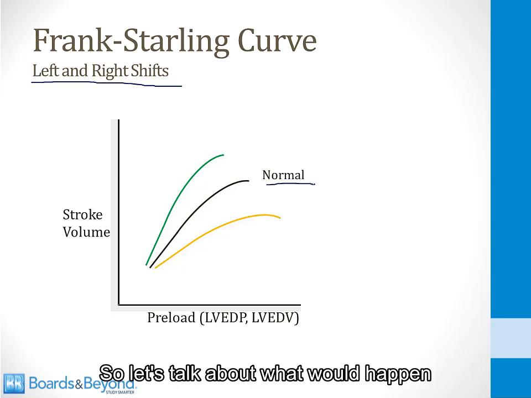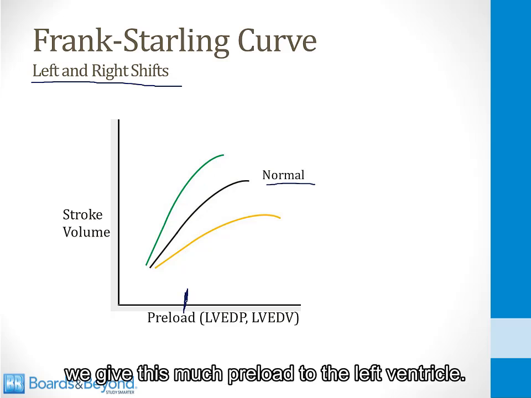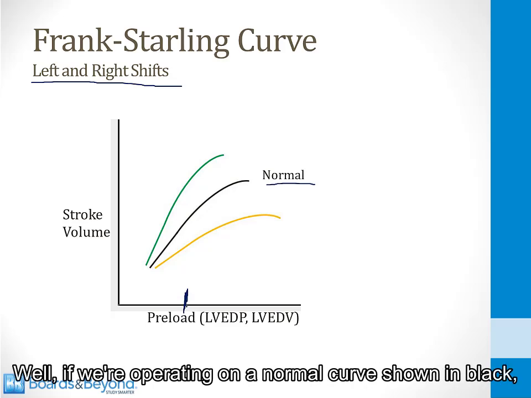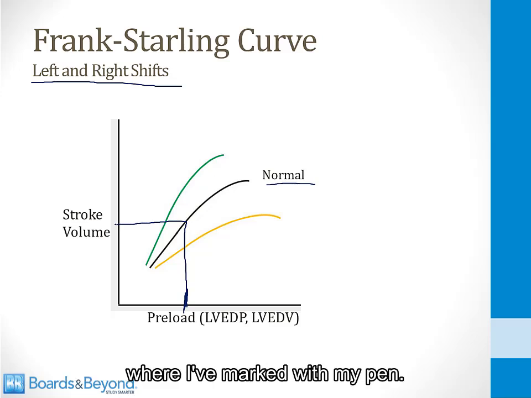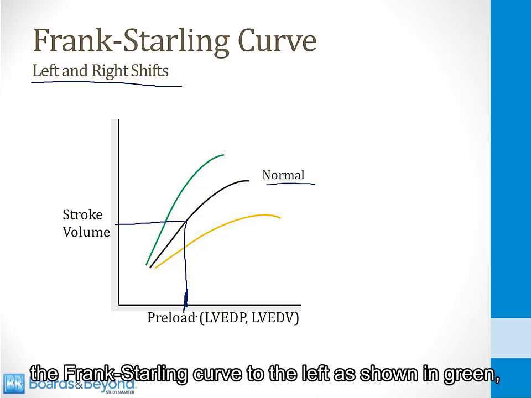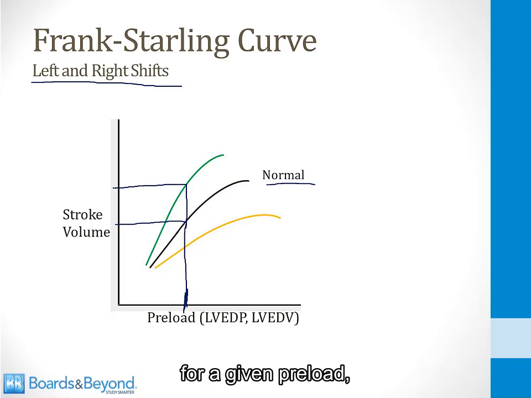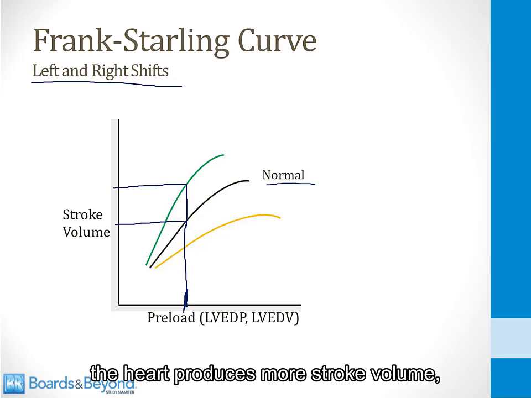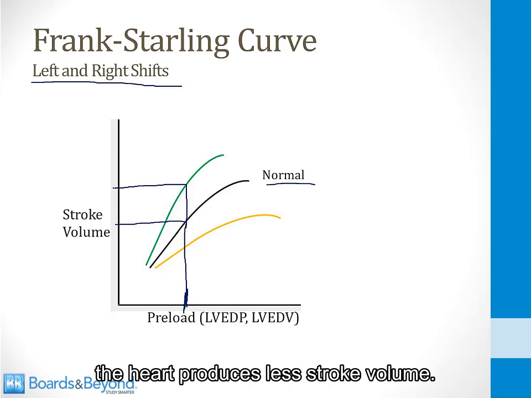So let's talk about what would happen if the curve shifted to the left as shown in the green line. Imagine if under normal conditions we give this much preload to the left ventricle. Well, if we're operating on the normal curve shown in black, that means we would generate a stroke volume where I've marked with my pen. However, if physiologic parameters shift the Starling curve to the left as shown in green, then for that same amount of preload, we would generate a much higher stroke volume. So shifting the curve to the left means that for a given preload, the heart produces more stroke volume. Shifting the curve to the right means that for a given preload, the heart produces less stroke volume.